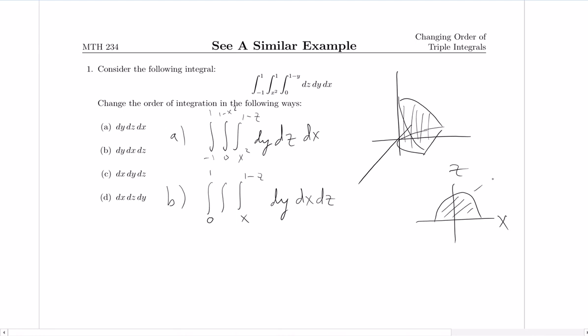And now remember, this curve here is z equals 1 minus x squared. So if we solve that for x, that's the same thing as saying x is plus or minus the square root of 1 minus z. Plus or minus because we have to take the square root. So the minus will be the left side and the plus will be the right side of the parabola. And so those are our bounds for x. It goes from minus the square root of 1 minus z to positive square root of 1 minus z. Okay, that's part B.